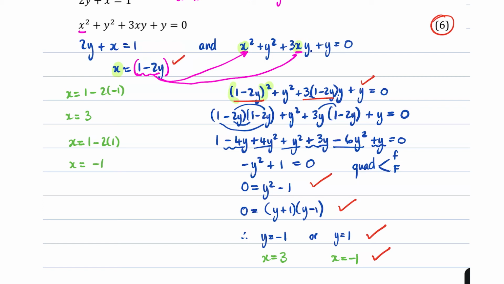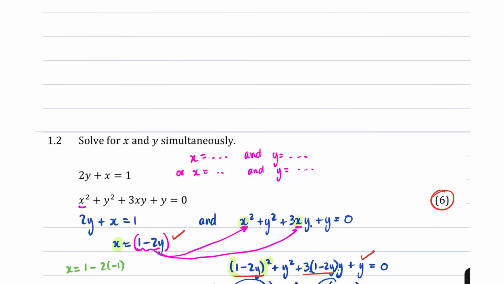Don't go and make grade 9 errors. From this to this here is grade 9 algebra. Be careful, be systematic, be accurate.